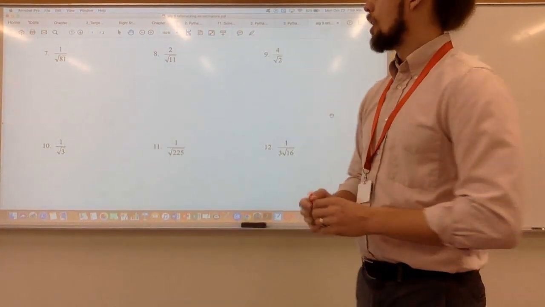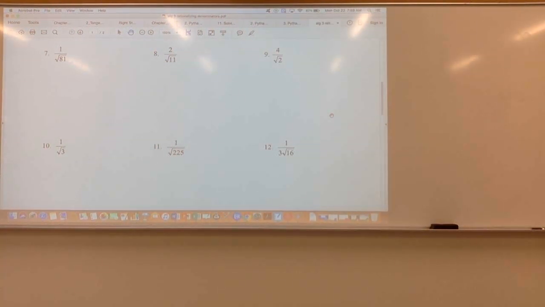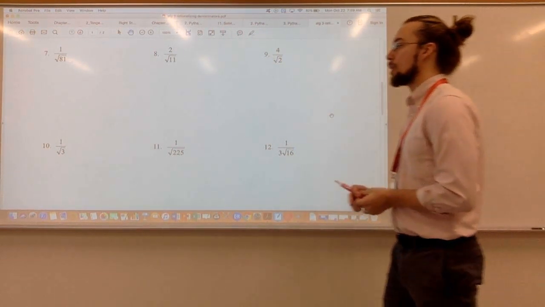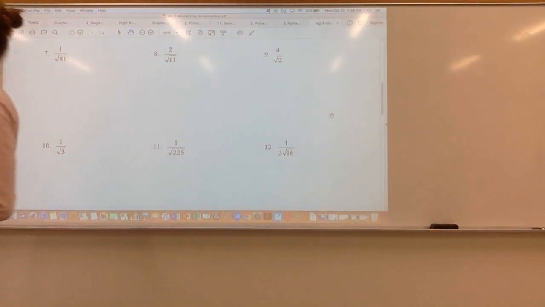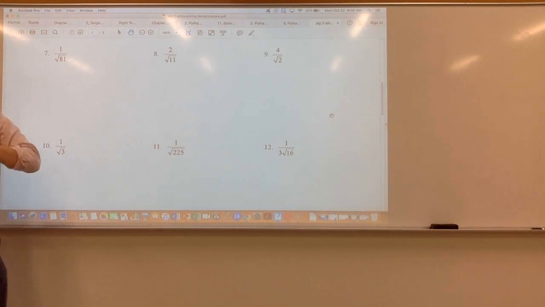Alright, so in addition to getting rid of a radical in a denominator, we also always want to check to see if we can simplify a radical. So sometimes you may be able to recognize one that is easily simplified right off the bat. For example, in number 7, my denominator is the square root of 81. Does anybody recognize anything special about the square root of 81?